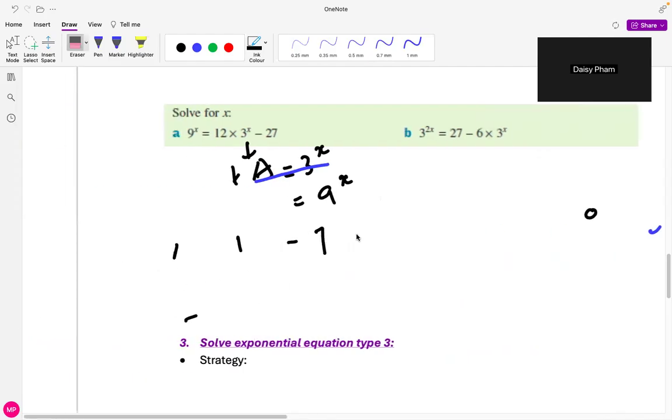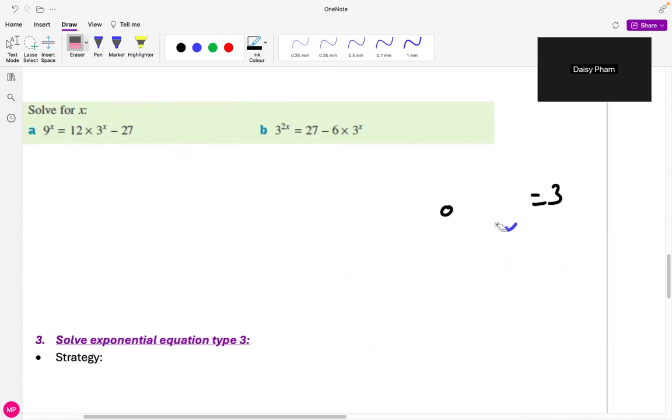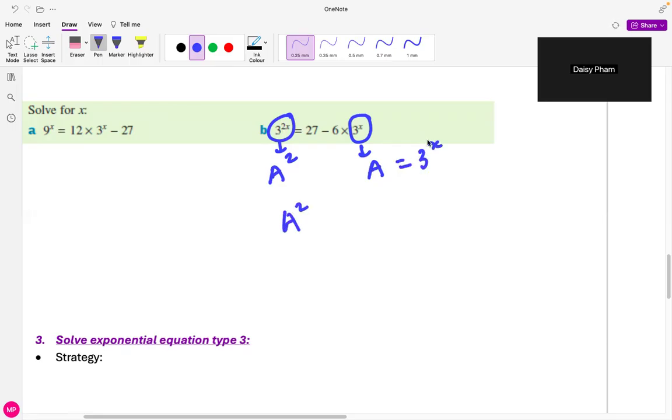And you can see the general strategy here is let the power equal a, and we convert to a quadratic equation. So pretty much the same thing here. You see 3 to the power of x here, you let this equal a, then 3 to the power of 2x becomes a squared. So we have a squared equals 27 minus 6 times a. Move it over, so we have a squared plus 6a minus 27 equals 0.